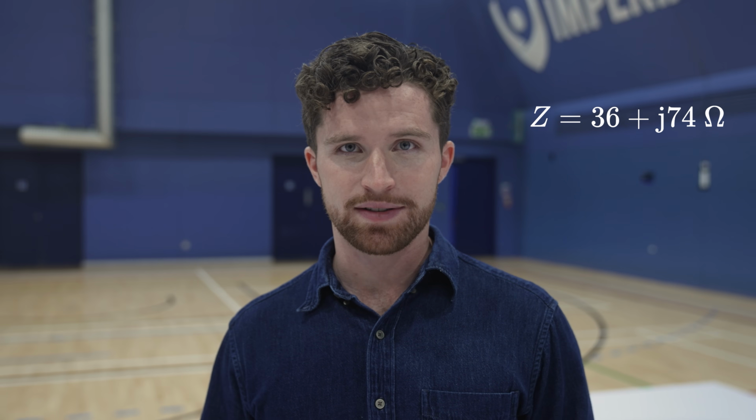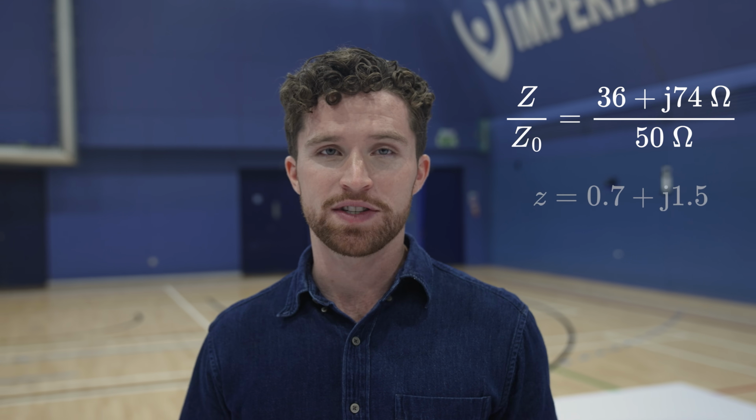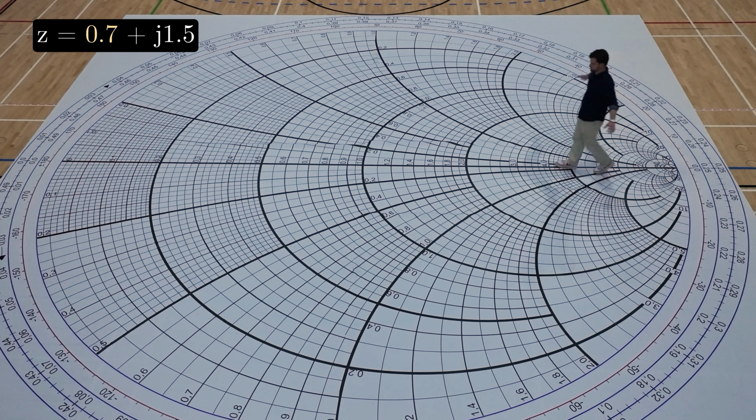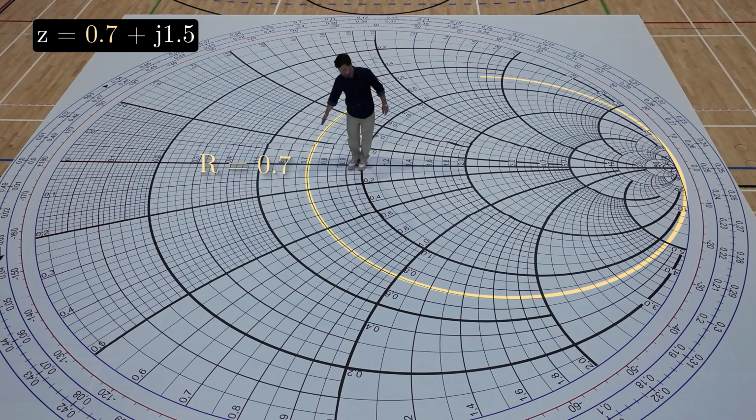So the measurement in the lab gave us 36 ohms of real resistance and 74 ohms of reactance, so we have to match that impedance. We divide by 50 ohms to normalize, and that gives us a value of Z equals 0.7 plus 1.5j. So we start with the real part of our impedance. These circles get bigger along the horizontal axis, so 0.7 is the circle right here.